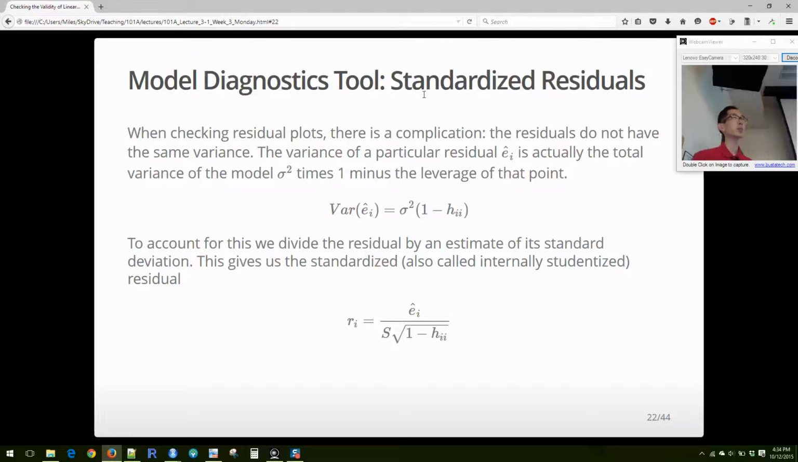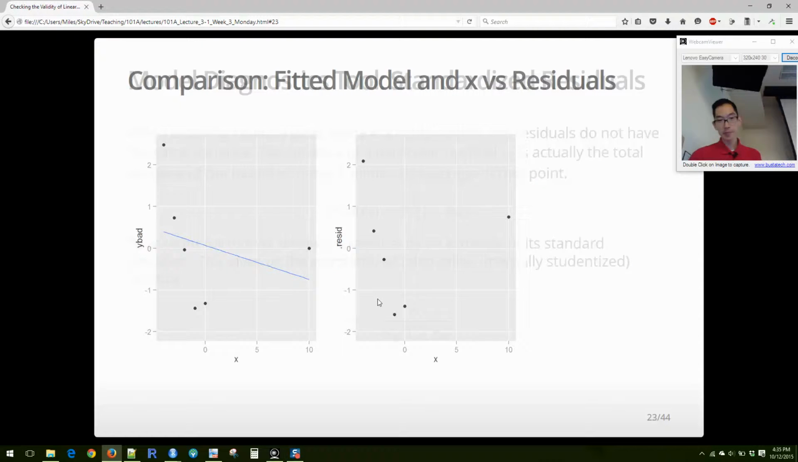If you look it up on Wikipedia, they call it the studentized residual. There's the internally studentized, which is what this is, and the externally studentized, which I wouldn't worry about, but basically you calculate this thing as if you were omitting the point that you are estimating here, okay? So anyway, standardized residuals, this is what we have, okay?